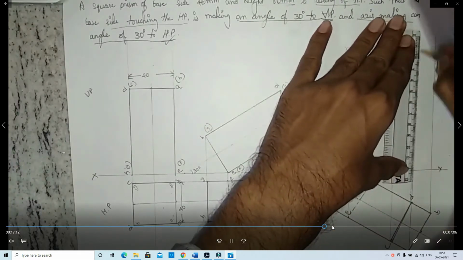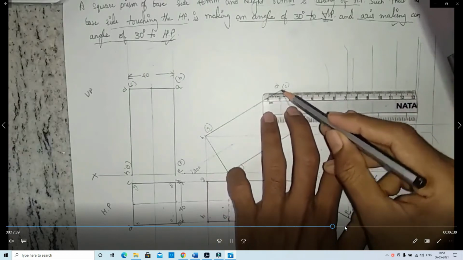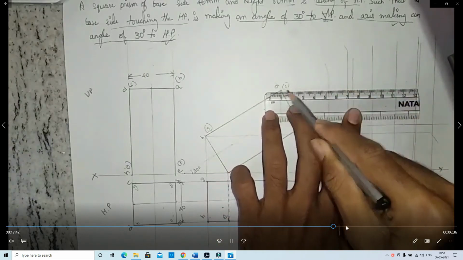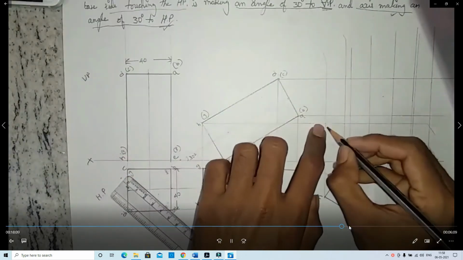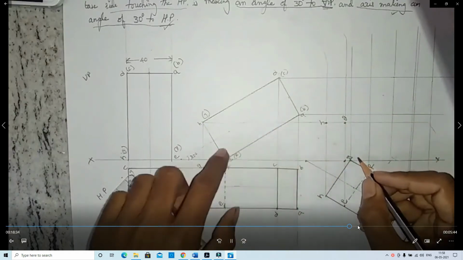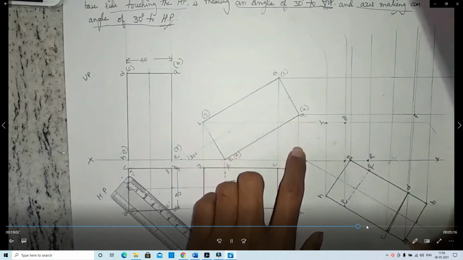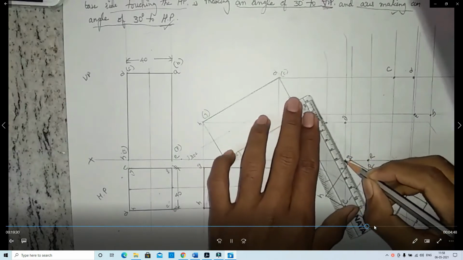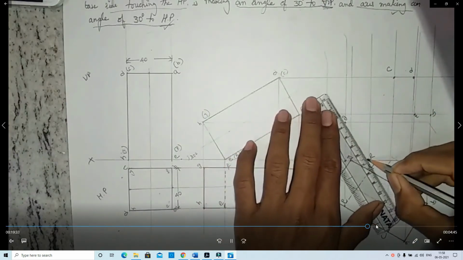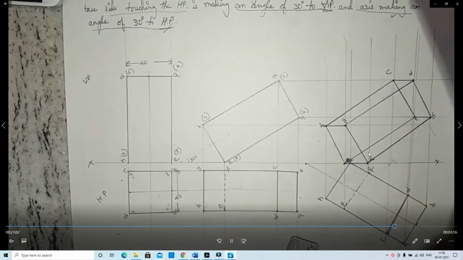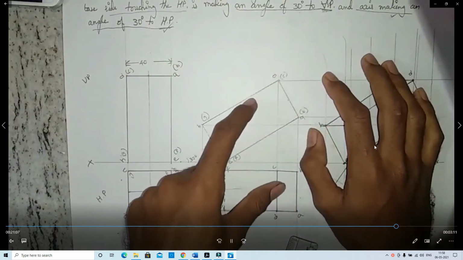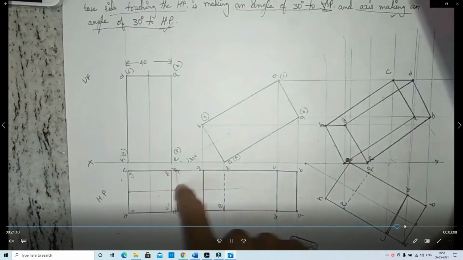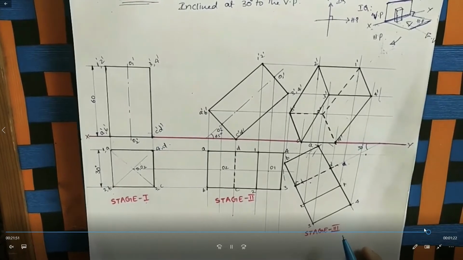Okay, in this way you extend the lines above the reference line. At the same time, identify the points. What are the points there? Okay, this is the final view of the first stage, second stage, and third stage. Third stage is inclined to the VP. Okay, next problem.